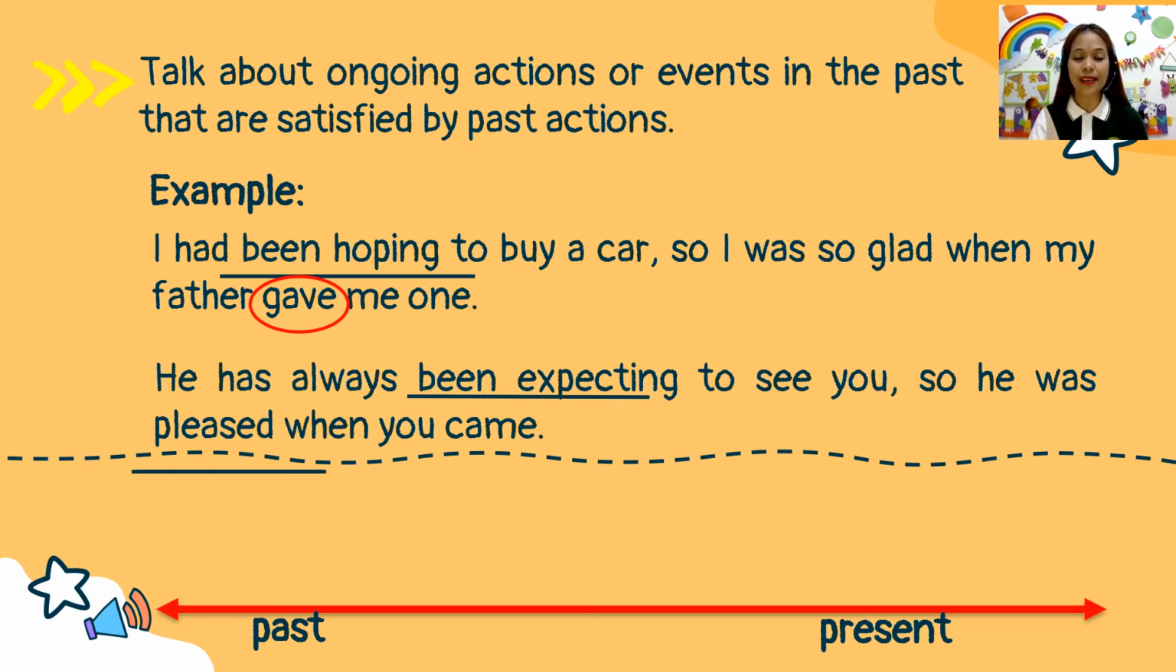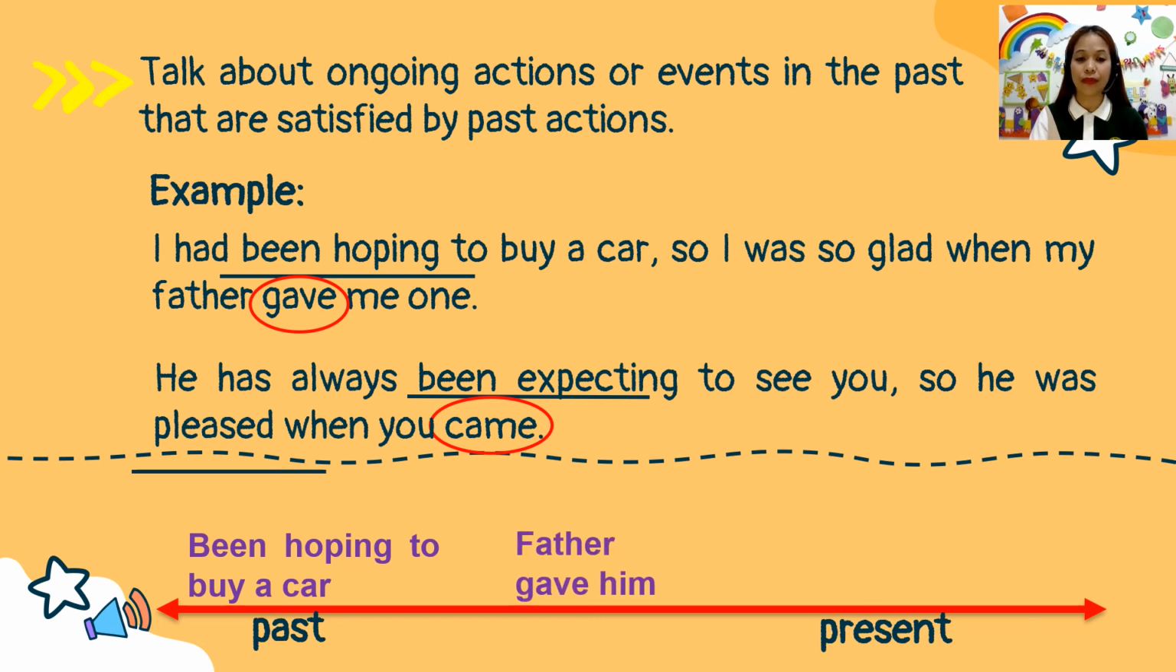So the next example is been expecting to see you, so he was pleased when you came. All right, so you can see two actions in one sentence as well. Let's say, in the first example, he had been hoping for a car, but his father gave him one. So these two actions both happen in the past. Okay?